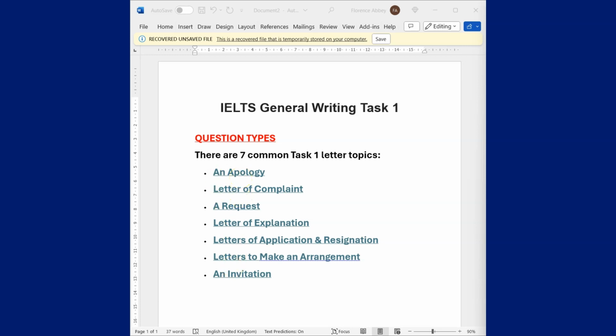First of all, you might get a question where they ask you to apologize. Okay, so that's called a letter of apology. You might have done something wrong to somebody and you have to apologize to that person. So you have to just write a letter to apologize to that particular person.